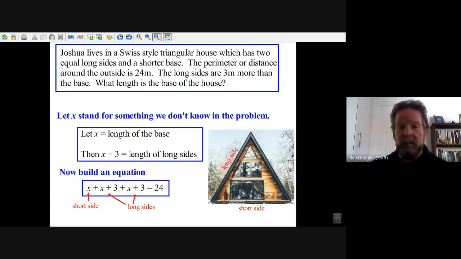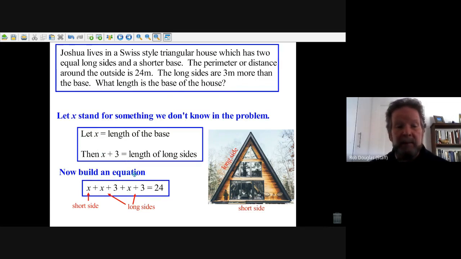Okay, well, here's the house. This really is a Swiss chalet. And these two long sides, this is an isosceles triangular house. Those are the two long sides, and there's the short side. So we start off, we've got to let x equal something that we don't know. Well, let x equal the base. Then the long sides must be x plus 3. That's the length of the long sides because they're 3 more. That's what it says up there: the long sides are 3 more than the base.